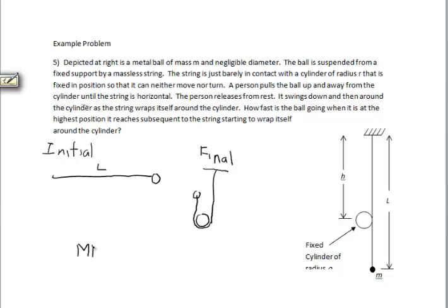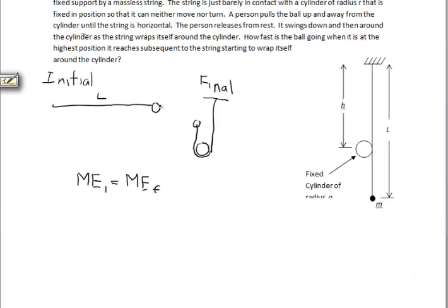Mechanical energy initial equals mechanical energy final. At the highest position, it is at rest and it's released, so it's all potential. So we'll call that gravitational energy. And then when it swings around the cylinder and wraps around, it's still above the lowest position, so it has potential, but it also has kinetic because it's moving.